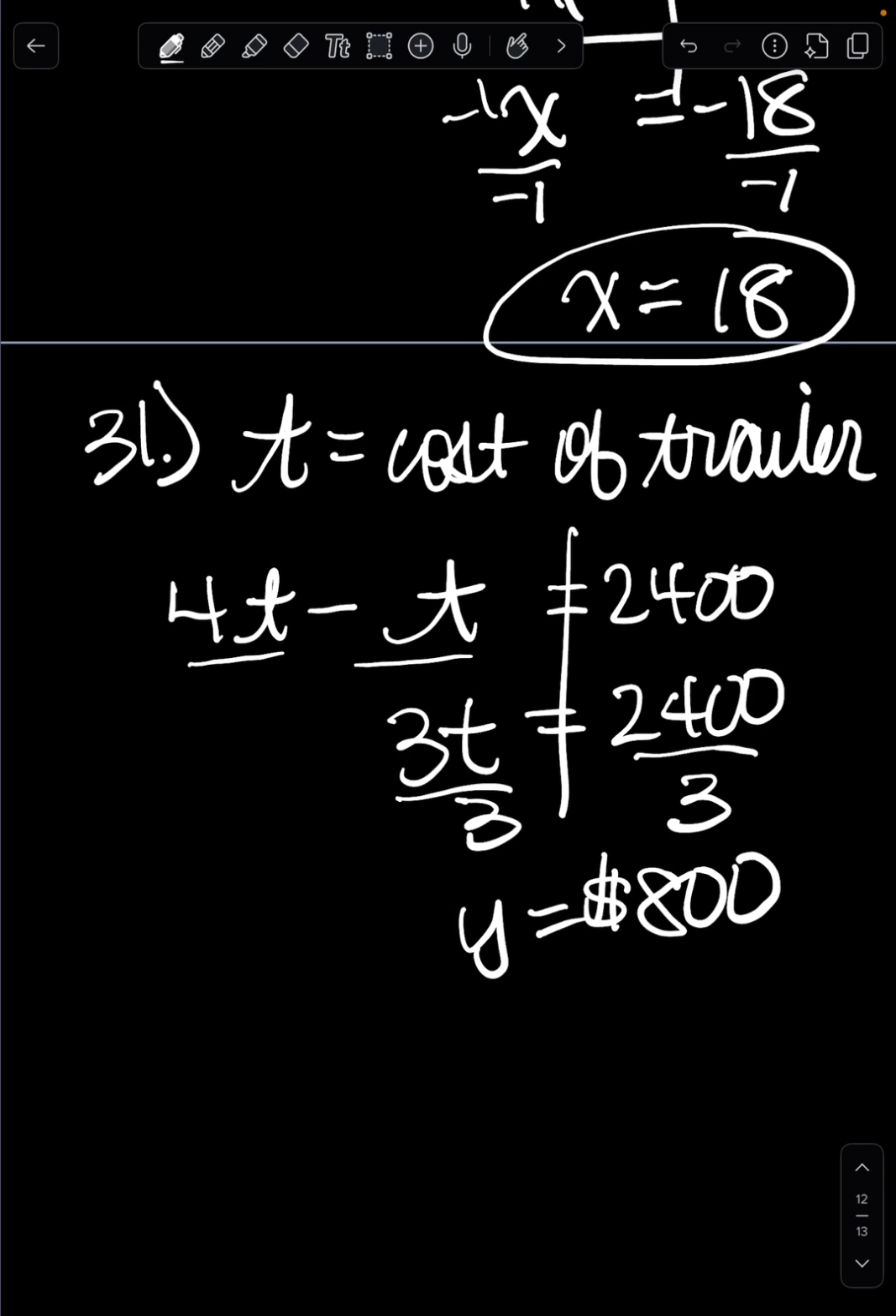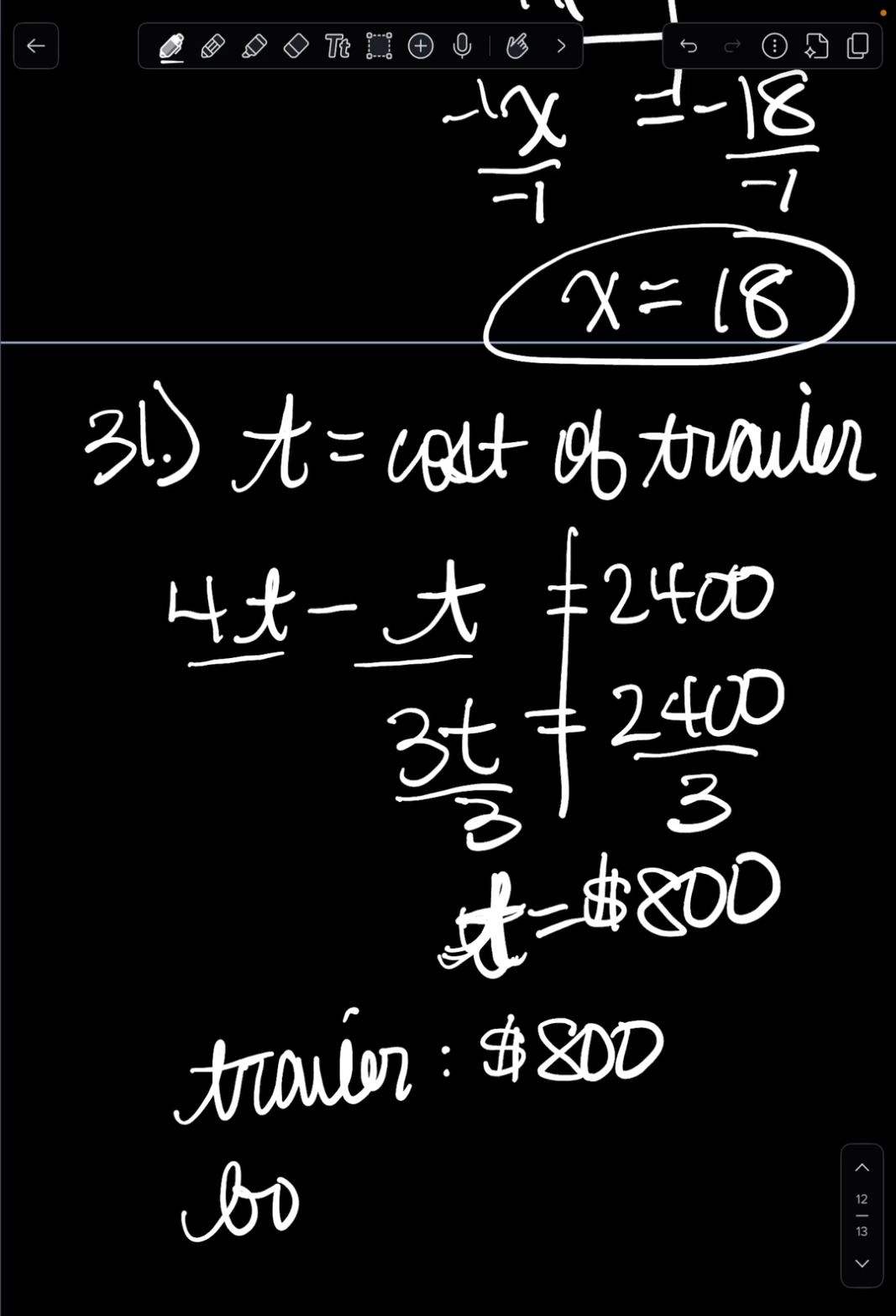But it says what's the cost of each one. So y, oops, I wrote a y. That's supposed to be a t. So t is the cost of the trailer. So let's just say trailer is 800, and then boat is 4t, which is 3,200.